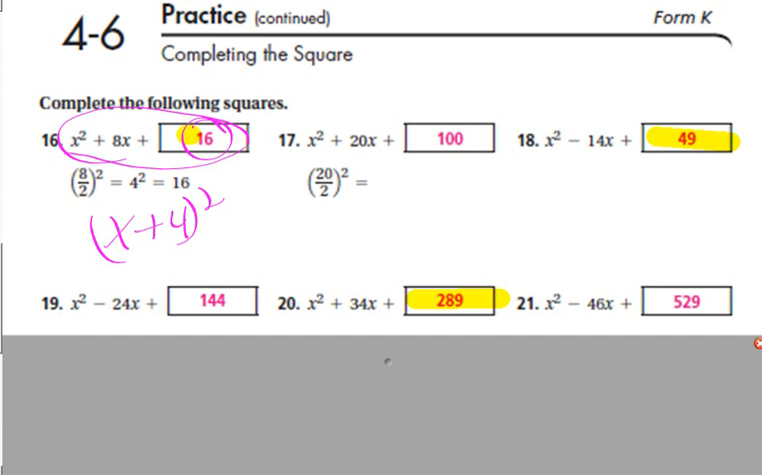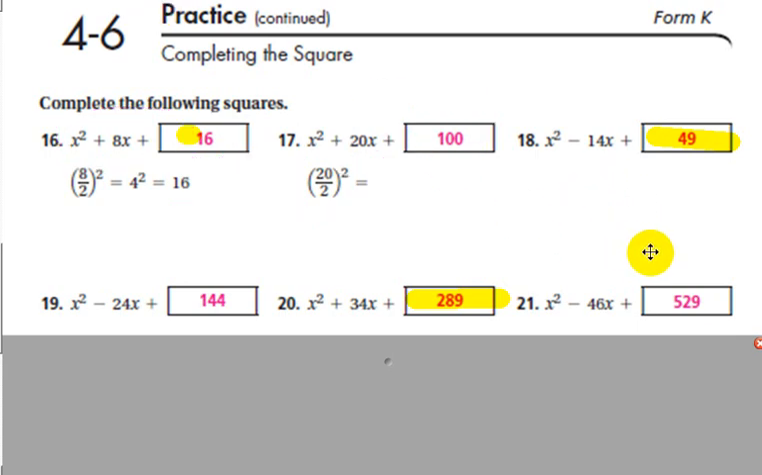So let's look at 17. Our b term is 20x. So we're going to take the coefficient 20 divided by 2. So that's going to be 10. And square it. And that's going to be equal to 100. Someone told me on their workbook this morning that there was a typo there. So make sure that says 20 divided by 2, not 10 divided by 2.